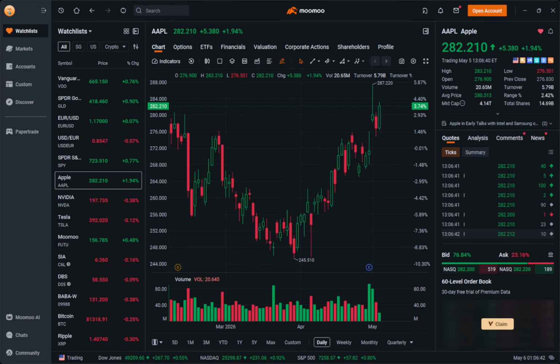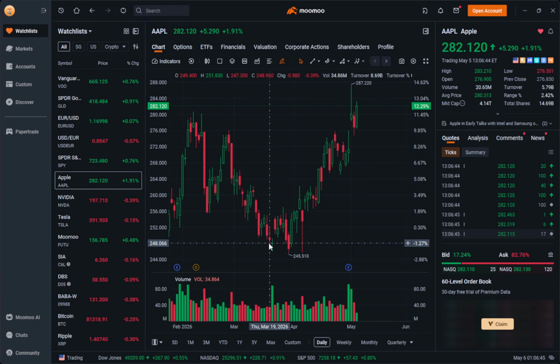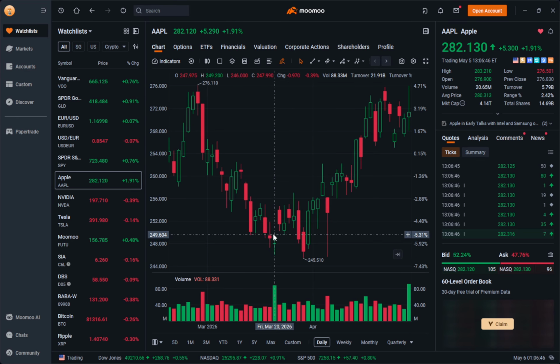In today's video, I'm going to teach you how to use Moomoo Charts. Whether you're on desktop or the mobile app, this walkthrough focuses on what traders actually do on the chart, not just where the buttons are. Start by opening a chart.